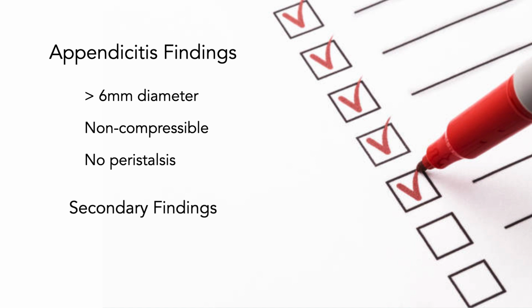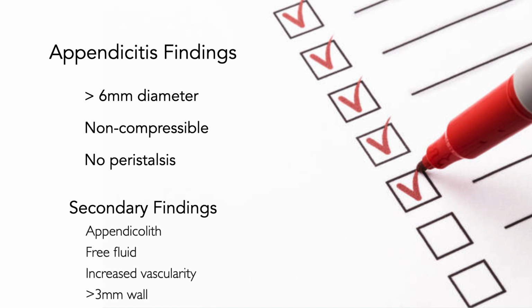There are also some secondary findings that can help you make the diagnosis of appendicitis. These include presence of an appendicolith, free fluid, increased vascularity around the appendix, or an appendix wall with a width of greater than 3 millimeters.